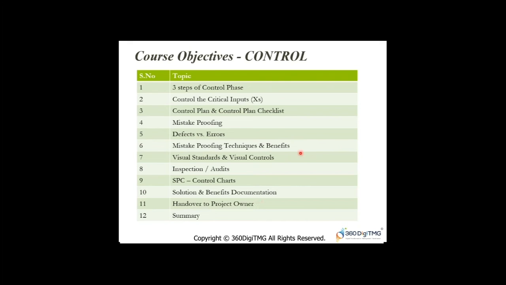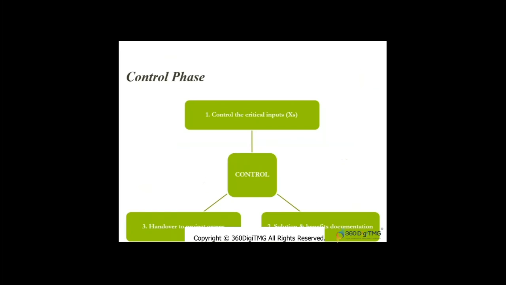We are going to look into a lot of things such as control plan checklist. We will look into mistake proofing, which is also called poka-yoke. We'll look into what is the difference between defects and errors. We'll look into mistake proofing techniques and benefits, visual standards and visual controls, inspection and audits. Then we'll do 5 case studies around statistical process control, that is control charts. And then as usual, we're going to summarize and we'll move ahead.